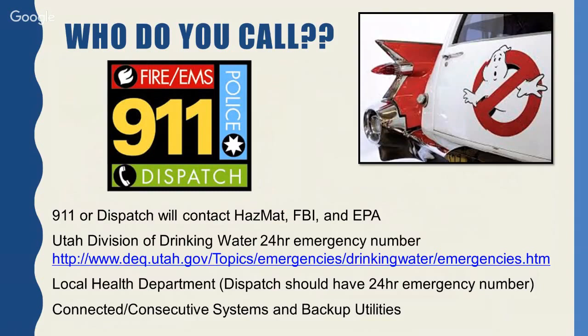And then any connected or consecutive systems. So if you're going to be offline while you're handling a threat, or that potential threat could be spread throughout your consecutive systems, you're going to want to give them a call and let them know what's going on. And any backup utilities. If you have the luxury to try and use a different source or a drinking water source from other utilities that they can supplement demand while you're offline, that would be great to reach out to them and let them know what's going on.